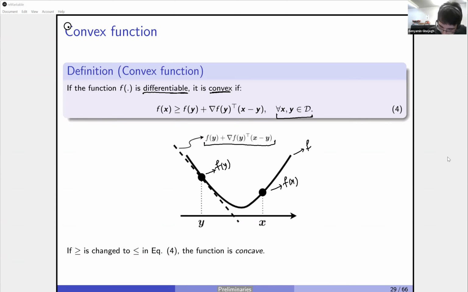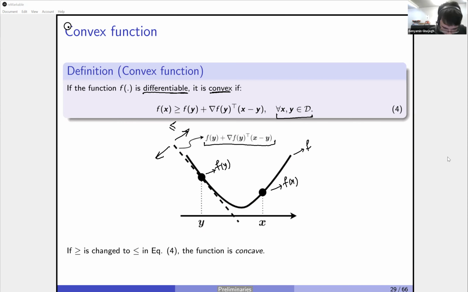And when you have a line or a hyperplane, you can be on this side of the hyperplane or this line or the other side. If, for example, you are on this side of this line, then f of x is greater than or equal to this line. If it is less than or equal to, it means that we are on this side. In other words, when we have a convex function, this point is always on this side of the line, not this side.